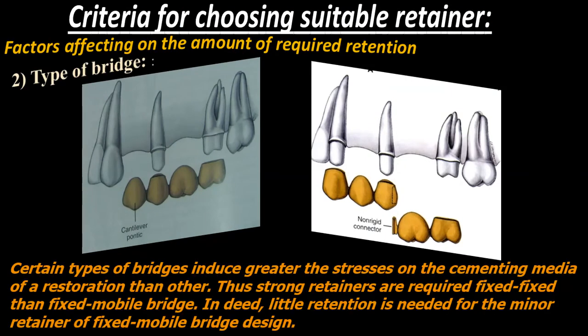Type of bridge: certain bridge designs produce more stress on the luting material than others. Certainly a fixed-fixed design bridge gives us more stress on the luting material than a fixed-movable bridge. Therefore the retention that we need for fixed-fixed is more than that for a fixed-movable bridge. Certainly we need little retention for the minor retainer of a fixed-movable bridge.